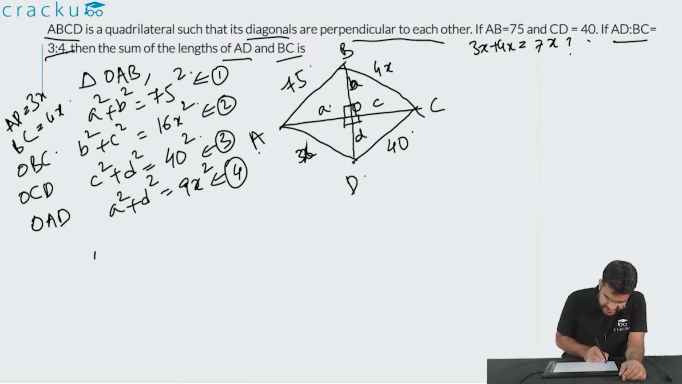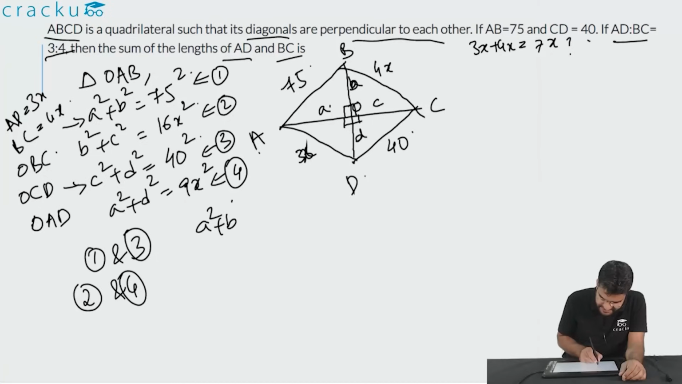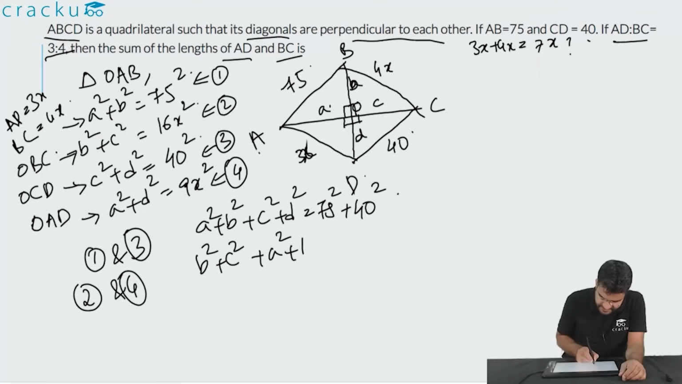If you add equation 1 and 3, you get a square plus b square plus c square plus d square is equal to 75 square plus 40 square. Equations 2 and 4 also give b square plus c square plus a square plus d square is equal to 16x square plus 9x square. This is equal to 25x square. Notice that the left hand side of both the equations are the same.